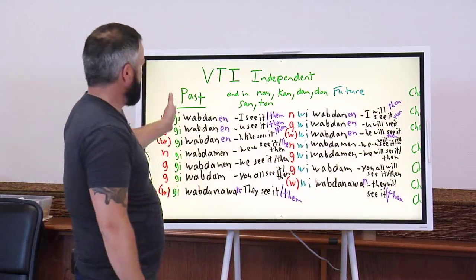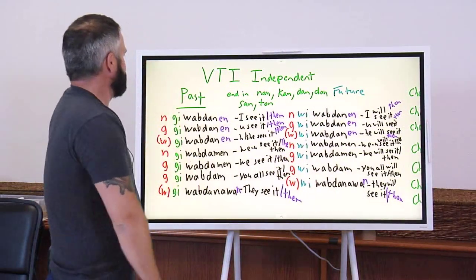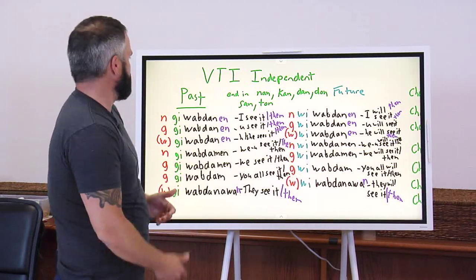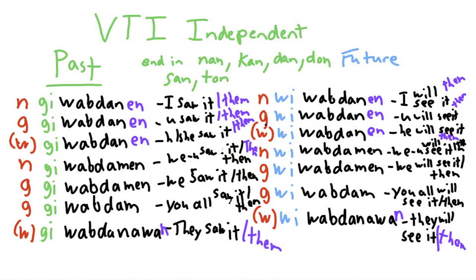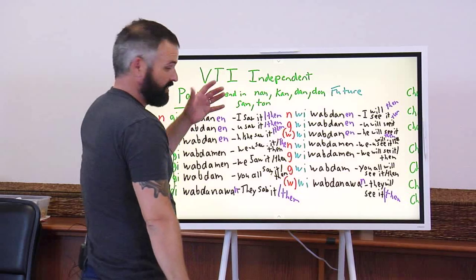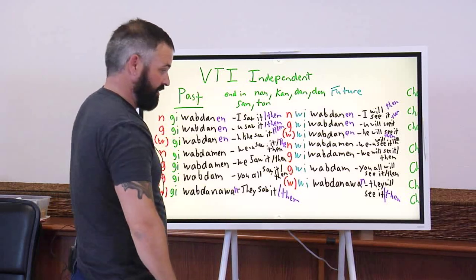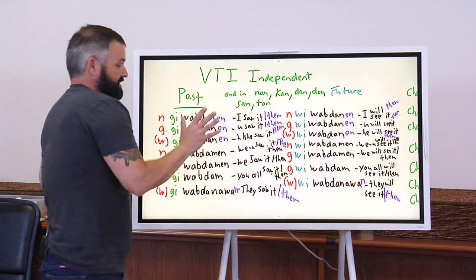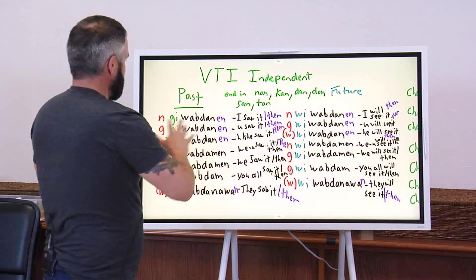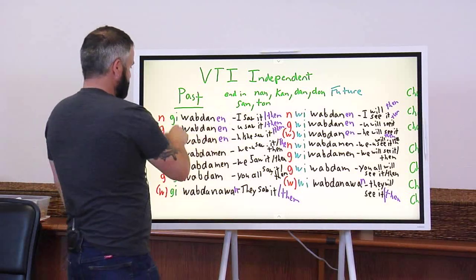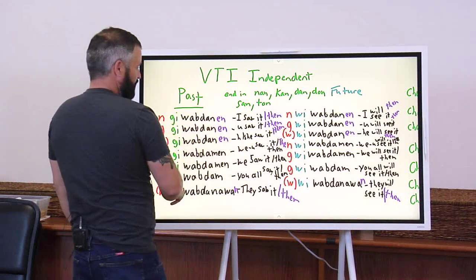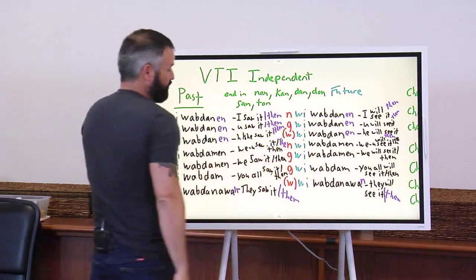Okay, here's the past and the future with this, again, VTI independent. The endings on all of these verbs, the way that you can recognize them when you first see them, is they usually end in non, or con, or don, or son, or tone. Those are the common endings that you see with these VTI verbs. They're pretty much the same as the previous pattern, or the same as the present tense. All we've done is we've added the gi in here for the past, or the we for the future.